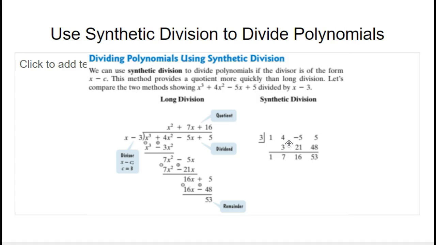However, there are plenty of times where your divisor is in a form that is different than this. It's not a linear factor, in which case you cannot use synthetic division. So you do want to make sure that you know how to use long division, but in this case we're going to do synthetic division.